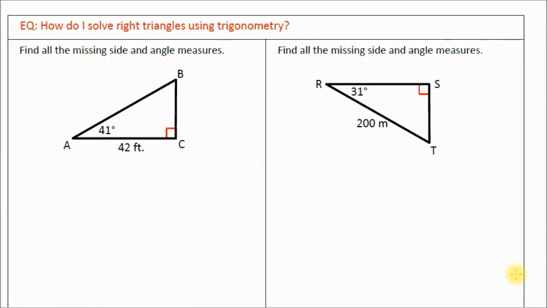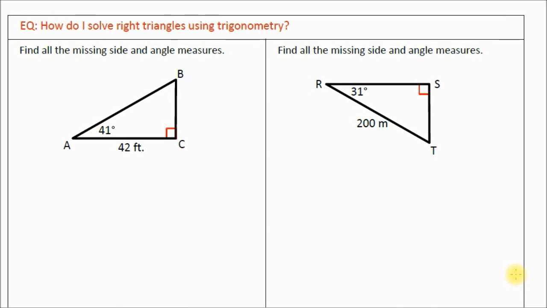Hello class, we are at the end of our Unit 8 Trigonometry flipbook. It is section number 5. The bottom flap is labeled Solve Right Triangles. And the essential question is, how do I solve right triangles using trigonometry?